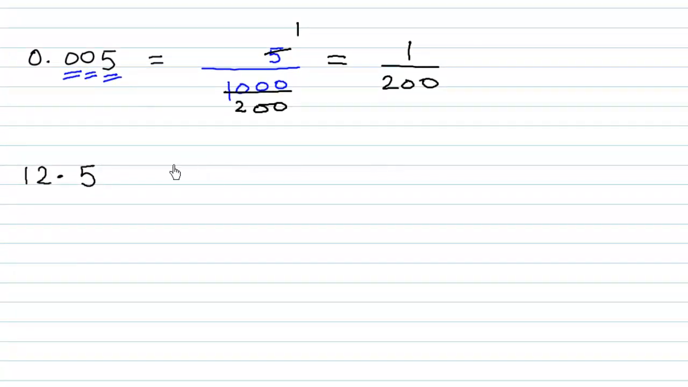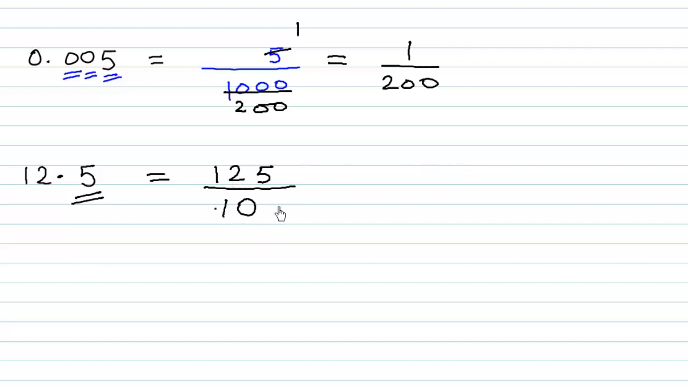Let's do another one, 12.5. So we can rewrite this as 125 without the decimal point upon what? This time after the decimal point we have only 1 digit. So we shall be writing a 10, with 1 zero only. And now let us reduce this if possible.